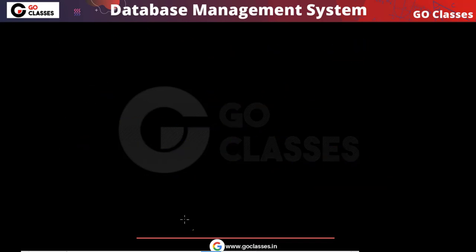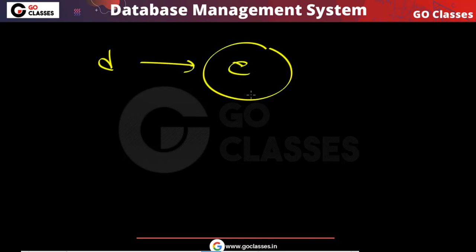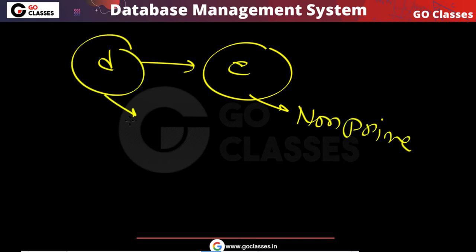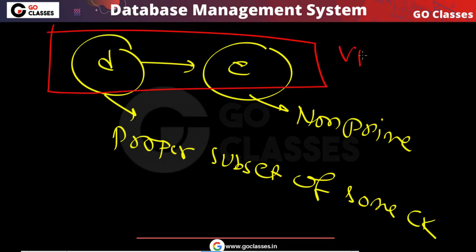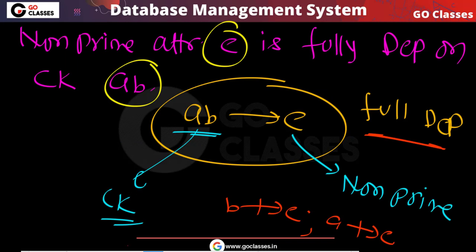Or you can see that this is a proper subset of a candidate key, and this is a non-prime attribute. This is a proper subset of some candidate key. So that is the reason this is a violation of 2NF. So finally this relation is not in 2NF.